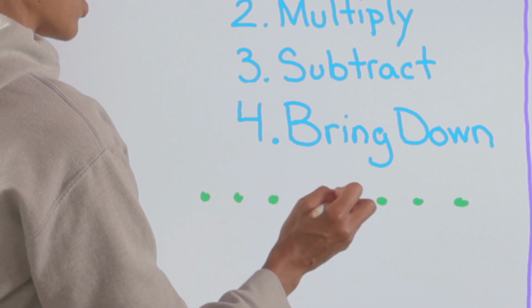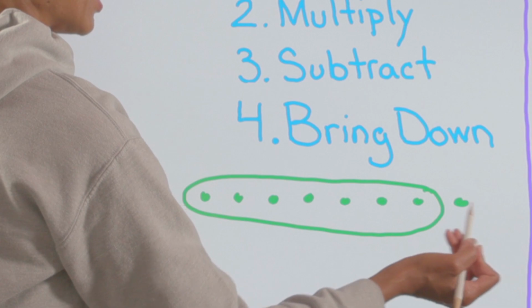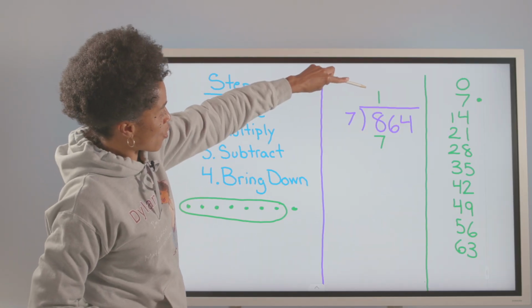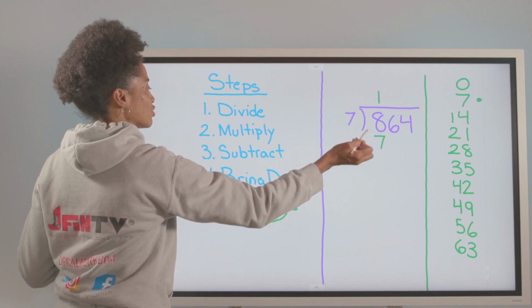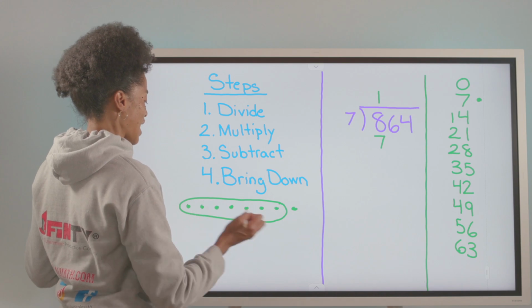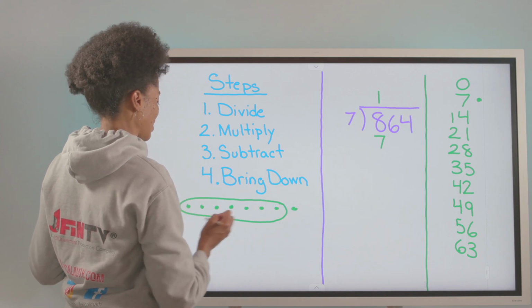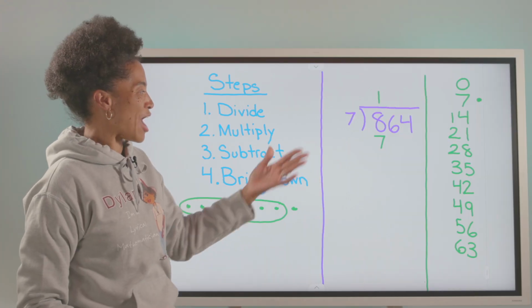1, 2, 3, 4, 5, 6, 7. I can only get one group of 7 out of 8 items. So I have my one group of 7 out of 8. And inside of one group of 7, there are a total of 1, 2, 3, 4, 5, 6, 7 items. And so that's how you get 7 right there. See how we can illustrate our work.